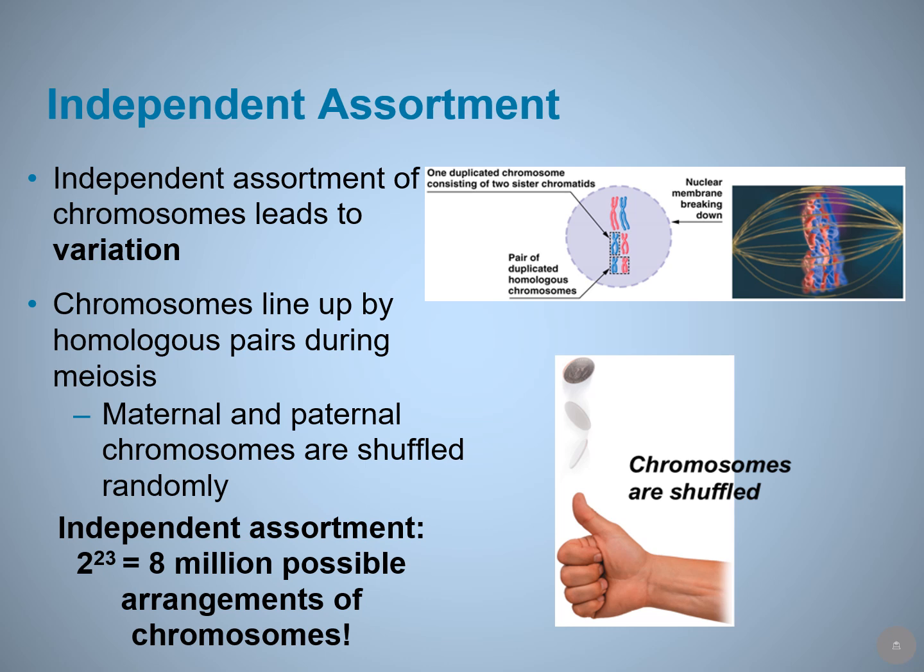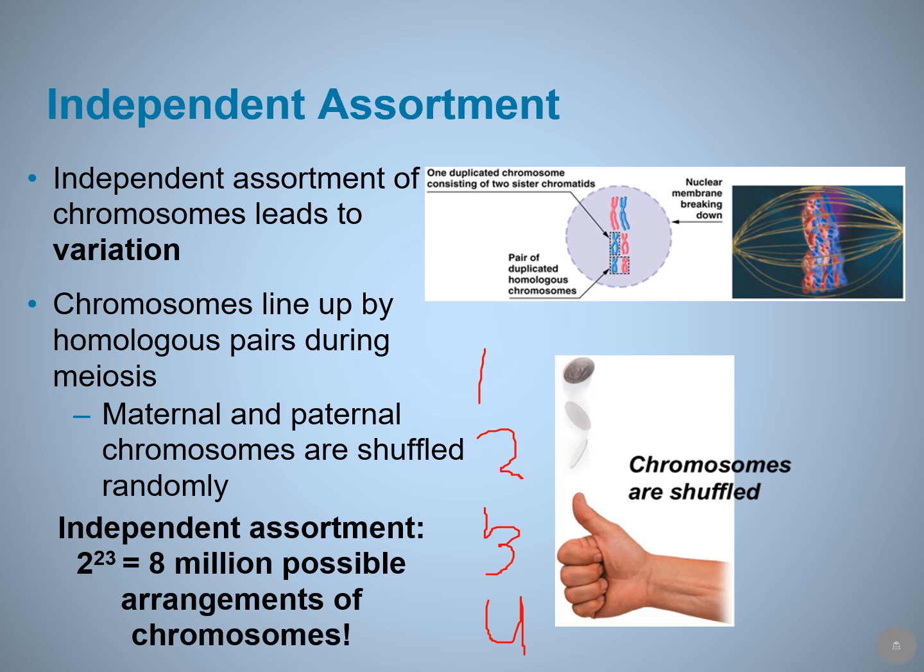Obviously, people do not have 8 million children, so therefore it's a really, really effective and creative way of generating genetic variability. So the idea here is if we happen to have, for example, a specific sequence, so let's say it lined up, let's see, 1, 2, 3, 4.